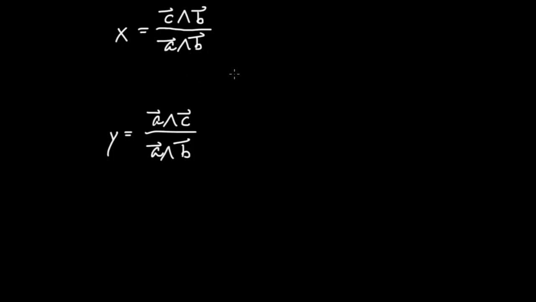So now that we've related this quantity A wedge B to the determinant of the matrix formed by A and B as its column vectors, let's write out these wedge product formulas in terms of determinants. So again, that denominator is the determinant of the matrix A1, A2 as the first column vector, and then B1, B2 as the second. How about the numerator?